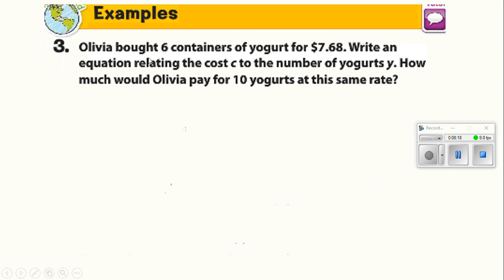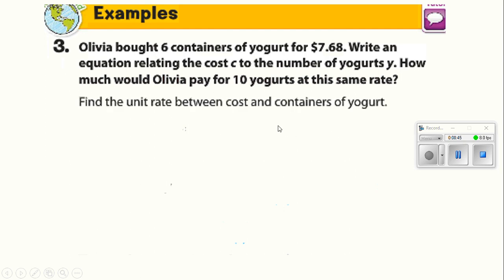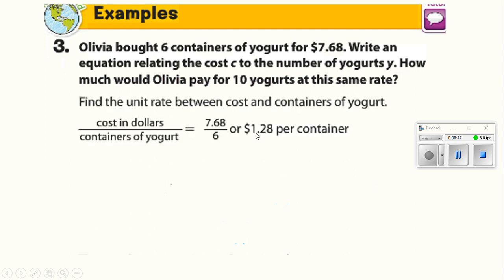All right, Olivia bought 6 containers of yogurt for $7.68. Write an equation relating the cost C to the number of yogurts. Then, how much would Olivia pay for 10 yogurts at the same rate? Well, this is very complicated, but really all it means is if I bought 6 containers for $7.68, how much would 10 containers cost? Well, that's pretty easy when you think of it that way. We have to divide 7.68 by 6 to find out how much one container would be. If I do that, I find out each container is $1.28.